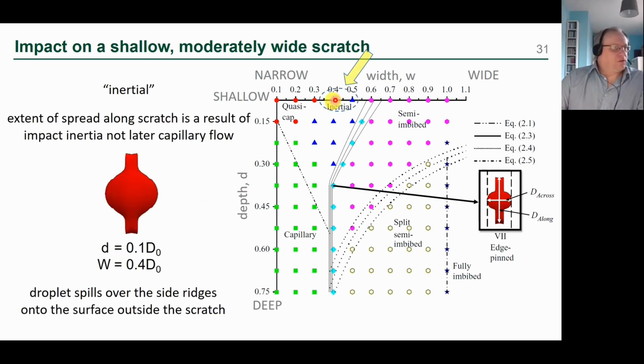If we then make the scratch shallow again, but make it a bit wider, what happens then is that the droplet spreads both laterally and into the scratch as well, but the spreading now is not driven by the capillary flow, it's just driven by the inertia of the impact. So the droplet spreads a bit into the scratch, but then stops. It doesn't continue, but it has enough inertia to spill over the sides of the ridges and onto the original surface. So you get some kind of shape like this.